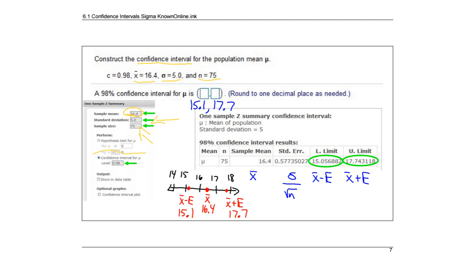Then I'm going to come down here and click on the confidence interval, and I'm going to put my level, which is 0.98. At that point, I'm going to hit compute, and notice I get my lower limit and my upper limit. So what happens is I end up with 15.1 on the lower limit. That came from here, and that's the lower endpoint of my confidence interval. And then I have 17.7 on the upper end, and that came from here, and that's my upper endpoint.